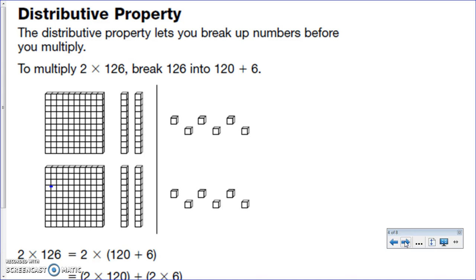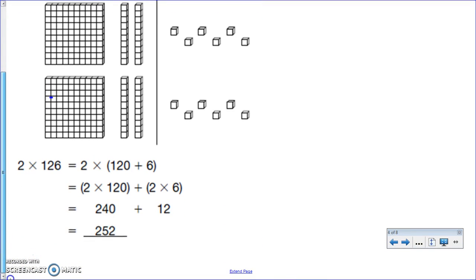The third property we're looking at is called the distributive property. The distributive property lets you break up numbers before you multiply. So to multiply 2 times 126, we can break 126 into 120 and 6. So if you look down here at the bottom, we now have 2 times (120 plus 6) in parentheses. This is called the distributive property because we're going to distribute the 2 to both numbers. So we get 2 times 120 and then 2 times 6.